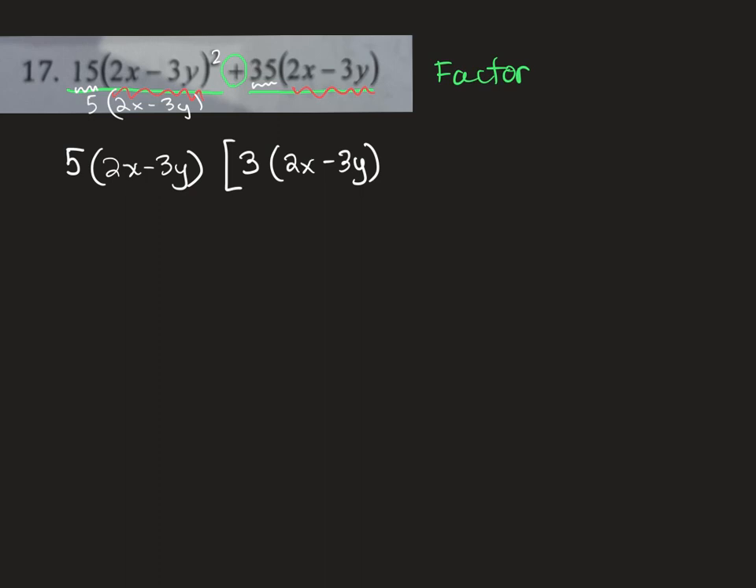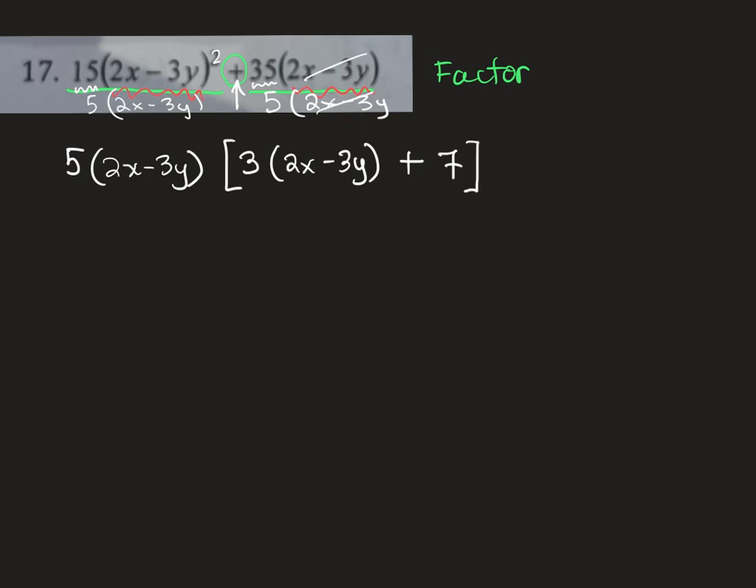Okay, on to the second term. So we got to put that plus sign there, so plus, and then we divide 35 by the 5, so that would be 7, and then we divide 2x minus 3y by 2x minus 3y, that would just equal 1, so we don't need to write that because 7 times 1 is 7. All right, and the bracket.